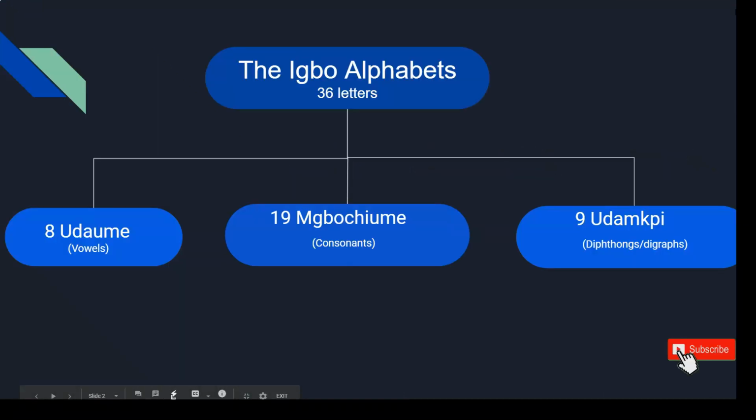The Igbo alphabet has 36 letters, which are divided into 8 vowels, Udaume, 19 consonants, Mbochume, and 9 digraphs, Udambe.